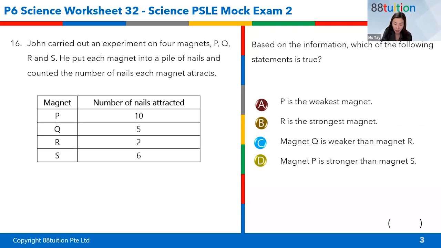So over here, they ask you which of the following statements is correct. Okay, so the answer is actually D, right? P is stronger than S. Obviously, because it's stronger, it can attract more nails. Q is weaker than R. This is not true. I think it must have been an accident.